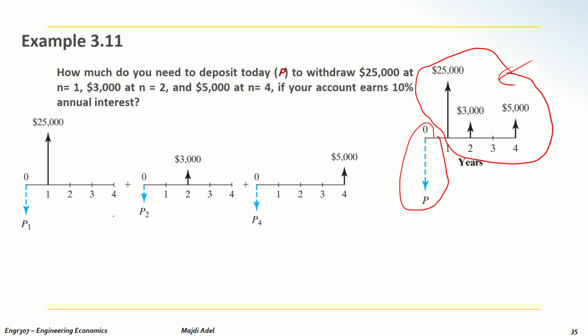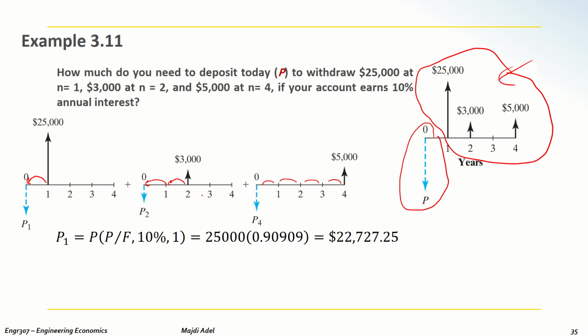For the 25,000, we are going to discount it for one interest period. For the 3,000, we are going to discount it for 2 interest periods. For the 5,000, we are going to discount it for 4 interest periods. So B1 is calculate B given F at interest rate 10% and 1. Using the interest tables, the factor at 10% and one interest period is 0.90909. You will get this answer.